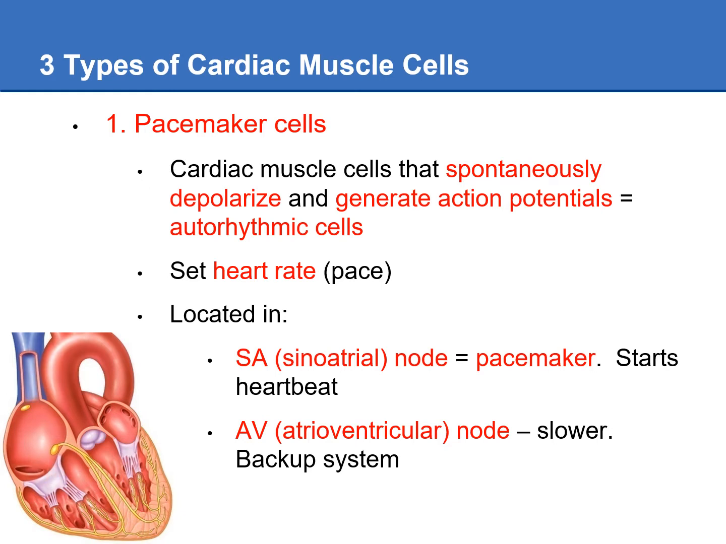The AV node is actually generating action potentials but at a much slower rate. The SA node generates action potentials much faster, and so it usually will set the heart rate. But if the SA node was damaged, the AV node is a nice backup system and will take over and set the heart rate, but it'll be a much slower rate.